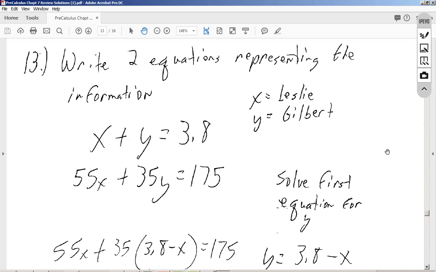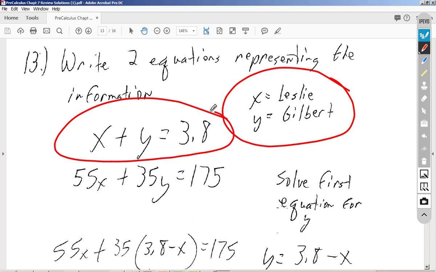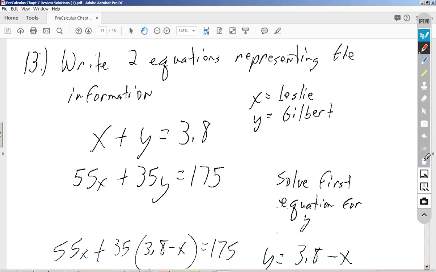So you're going to write two equations that represent this information. I just decided to have x equal Leslie and y equal Gilbert. If I add them together, x plus y, that's going to equal the 3.8 hours that they're driving. Leslie was driving 55 miles per hour and Gilbert was driving 35 miles per hour. So 55x plus 35y is going to equal the total miles that they drove, which is 175.